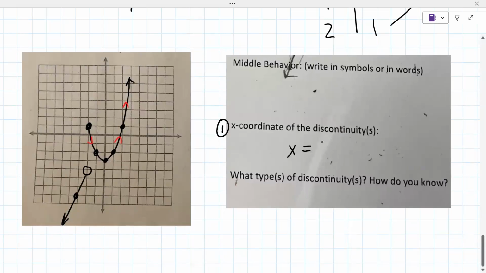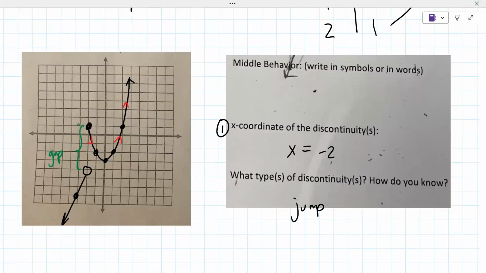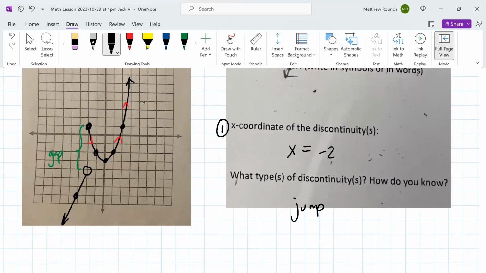What's the x value there? -2. It's -2. That's easy. And then what type of discontinuity is it? There's three types. This one's called a jump. It's a jump because there's a literal gap there. You jump over a gap. Oh, so that's it. That's it. Okay.